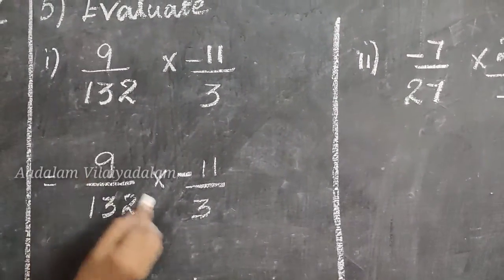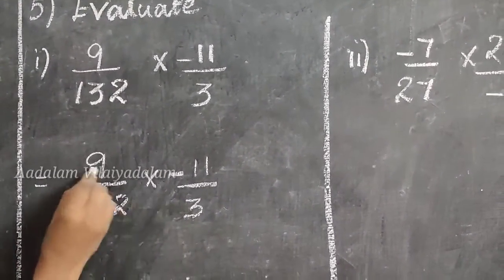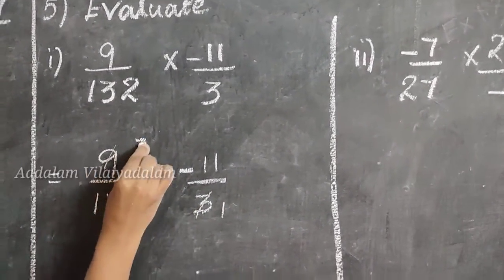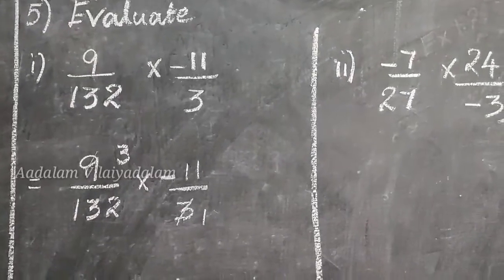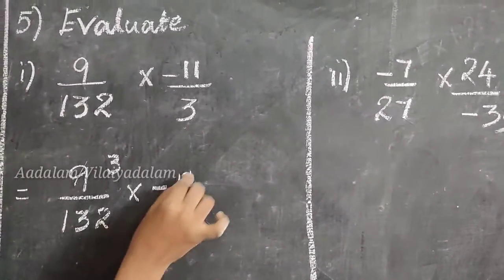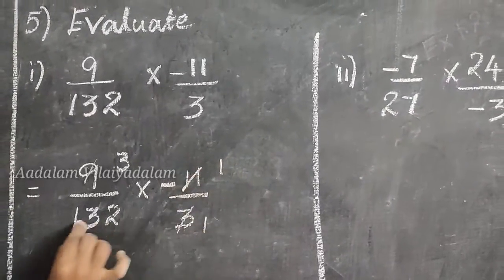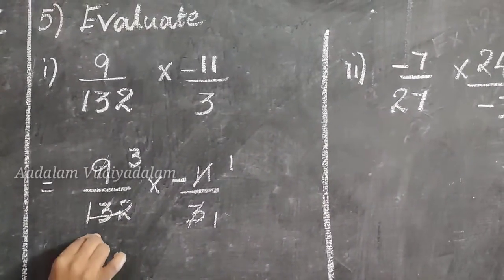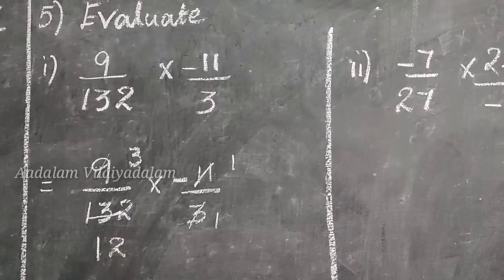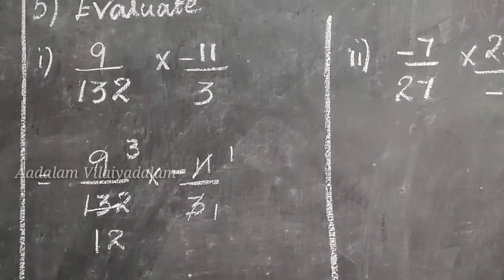Here numerator and denominator 9, 3 table possible only. So 3 table 3 1 times, 3 1s are 3, 3 3s are 9. We have to cancel numerator and denominator same table only. Here also 11 table possible. 11 table 11 1 times. So 11 table 132 how many times? 1 11s are 11. So balance 2 carry out 22. So 2 11s are 22. So 12 11s are 132.